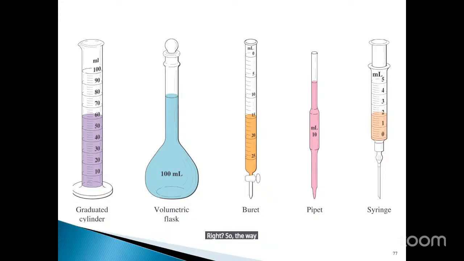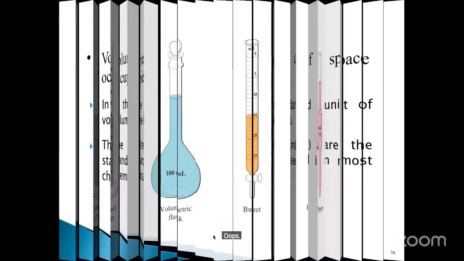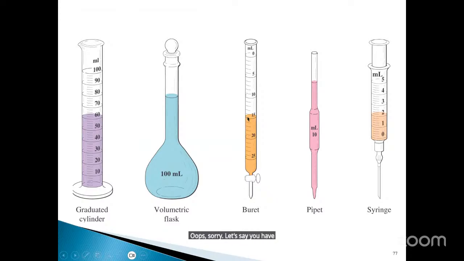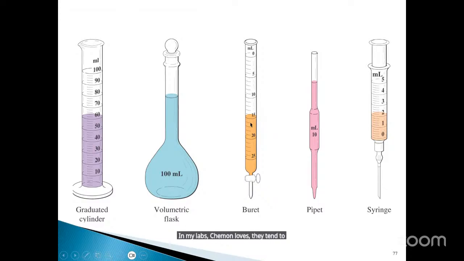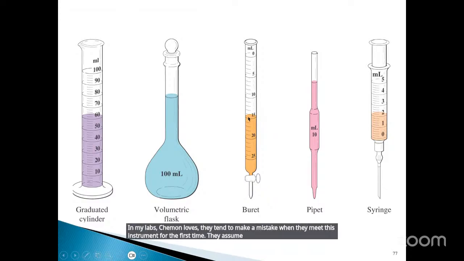So the way this works, let's say you have about 15 mils of the liquid. Well, actually, that's incorrect. Let me put it this way. If the meniscus is at the 15 mil mark right here, that does not mean you have 15 mils of the liquid in it, right? Because if you look at the graduation marks, you see that there's a region right here which has no graduation mark. That's a very important point to make. Students, especially in my Chem 1 labs, tend to make that mistake when they meet this instrument for the first time. They assume that because the mark is 15, that represents 15 mils of liquid in it.